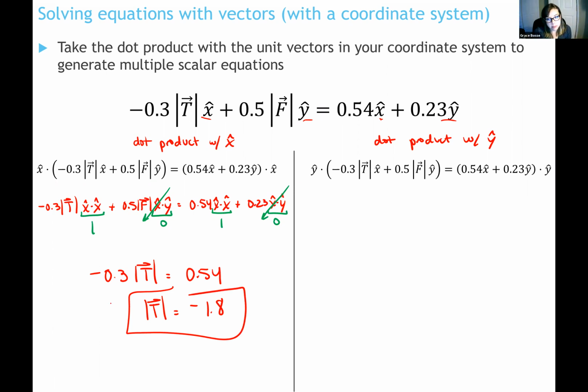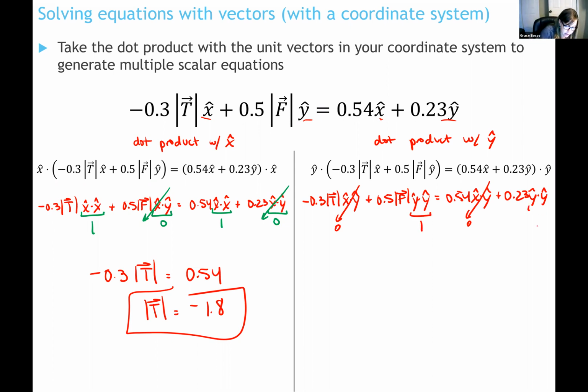All right, and now I can do all the same stuff on the right-hand side of this equation. I'm going to distribute the dot product. And again, these terms that have x dot y are going to go to 0 because that dot product is 0, since those two unit vectors are perpendicular to each other. Y dot y is the number 1 because it's a unit vector dotted with itself. It's very important that that was a unit vector. So this equation becomes 0.5 times the norm of f is equal to 0.23. And I get that the norm of f is equal to 0.46.